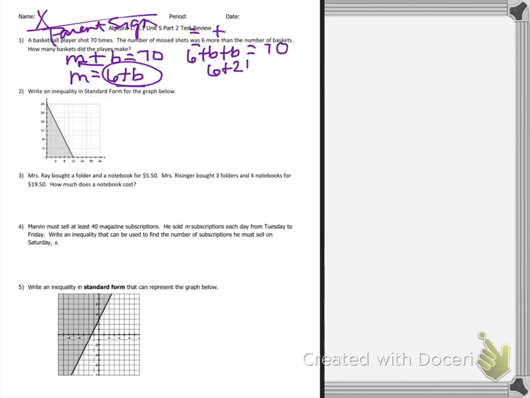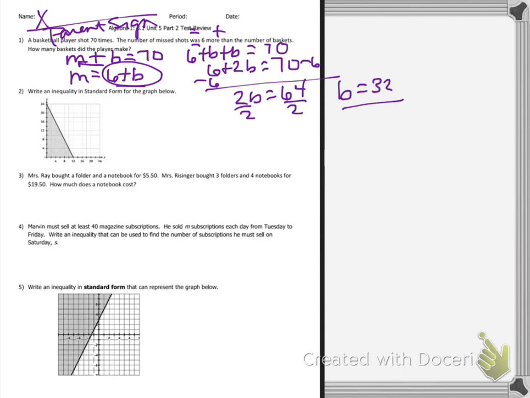So you can go through and you can say 6 plus B equals 70. 6 plus 2B equals 70. So if you subtract 6 from both sides, you get 2B equals 64. So you end up with B equals 32. Remember, you can check this in the calculator. Also, be very cognizant that you're answering the question being asked because it is multiple choice, so be careful there.